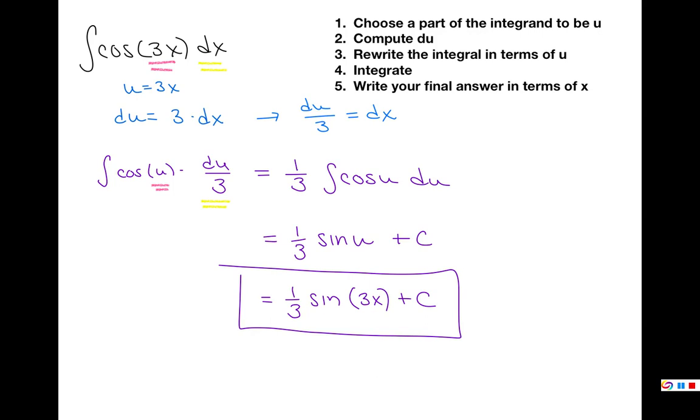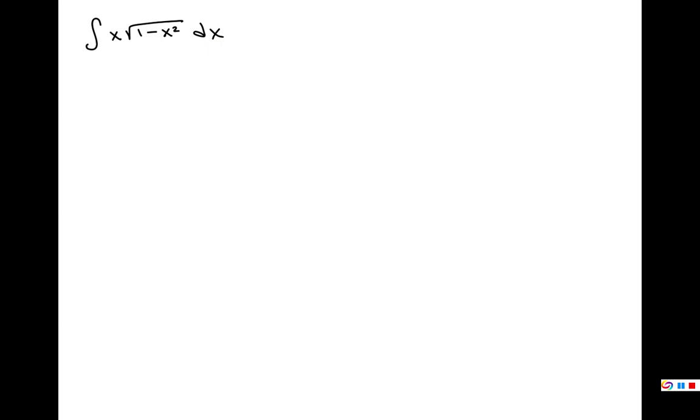All right, let's do a couple more examples. So here's example 2. We're going to try to find the antiderivative of x square root of 1 minus x squared. So step 1, I'm going to pick something to be the u. So what do you think the u should be? I would try 1 minus x squared. That's inside the square root, so that's a good starting point.